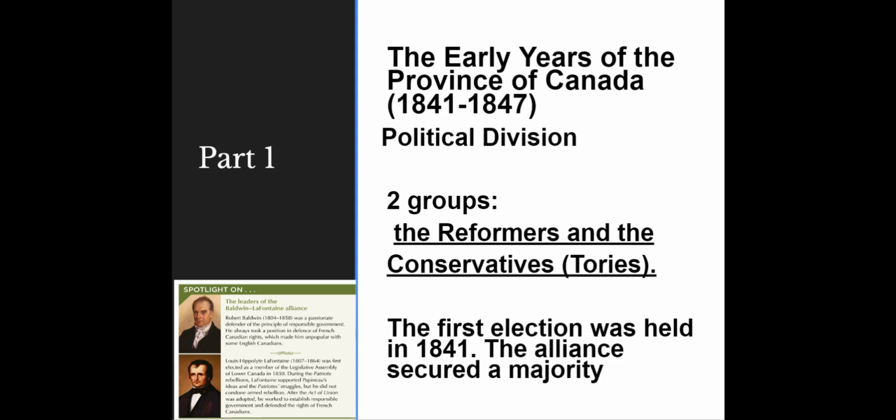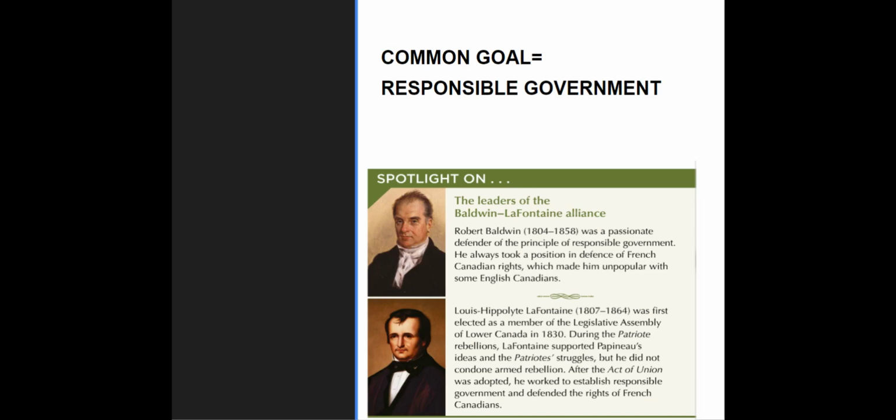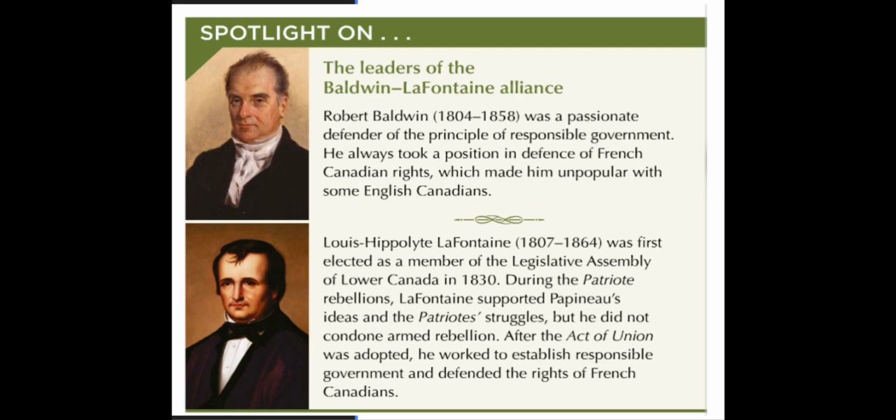The early years of the province of Canada, we see political division. There's two groups: the Reformers and the Conservatives, known as the Tories. They have an election in 1841. They secure a majority, and what do they want? Well, their common goal is to achieve responsible government for the province of Canada. So this alliance, very important. It's the Baldwin and LaFontaine alliance, and their goal is to achieve responsible government. So what is that? You can pause the video there to learn a little bit more about these two.